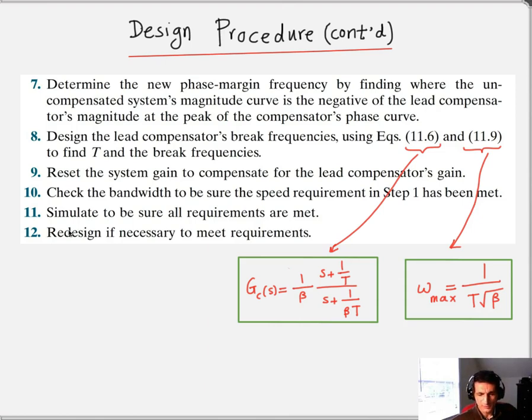And then step 12, you would have to redesign if necessary to meet the requirements. So if some of the design specifications are not met, you have to go back and perhaps change some of the parameters. Next, I'm going to work on an example to show you step by step each of these items that are involved in the design of a lead compensator.